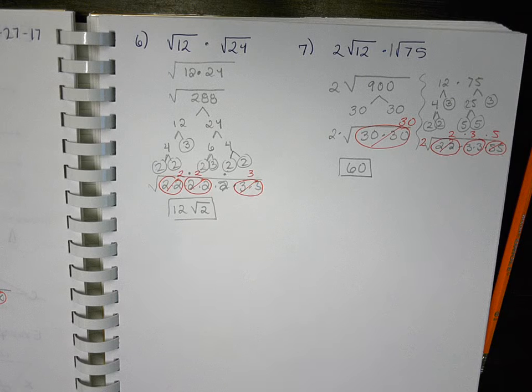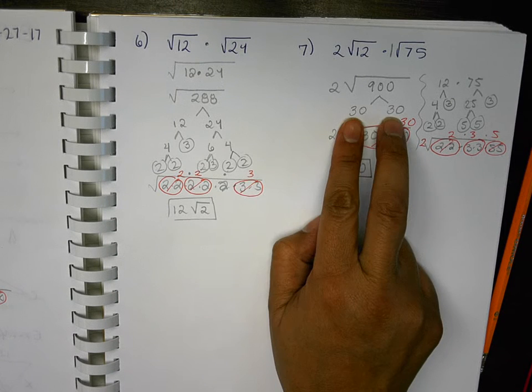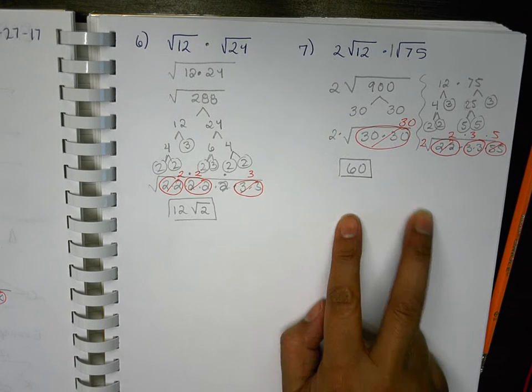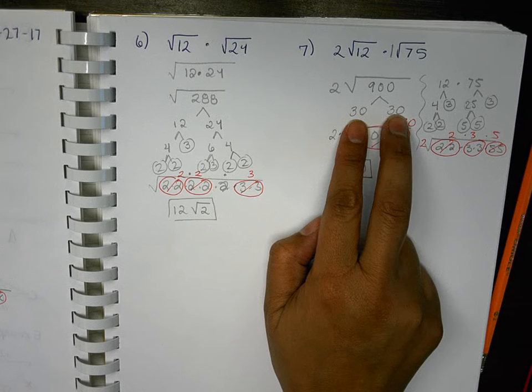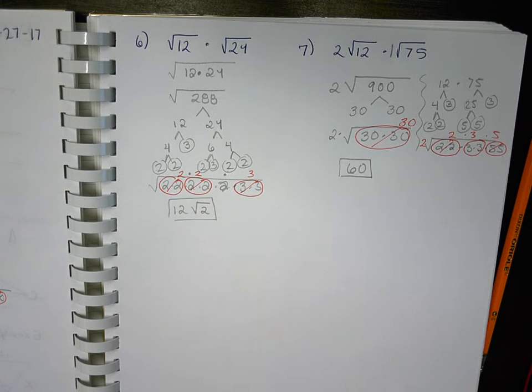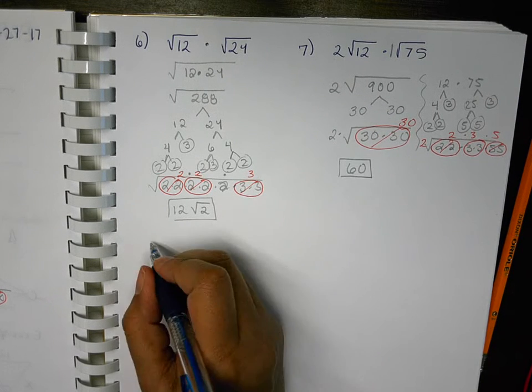Got it? Anybody like this shortcut where you find a pair and you don't have to keep breaking up? It's a nice tool to have. It's not necessary, but it's nice because it saves you time. All right, number 8. Any questions before I move on?